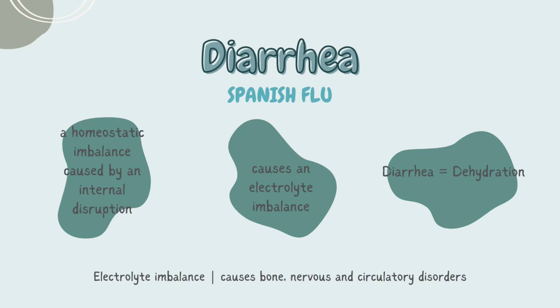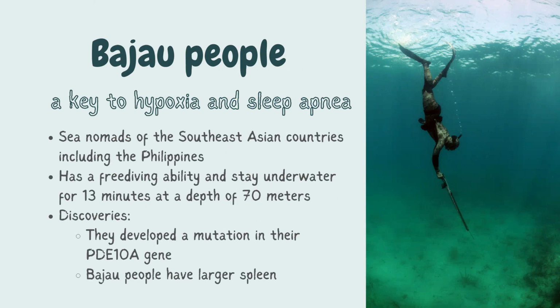nervous, and circulatory disorders. Another case is that of the Bajau people's ability as a key in understanding and treating hypoxia and sleep apnea. Scientists presume that these people found in Malaysia and the Philippines can be a key in understanding more about hypoxia and other sleep disorders like sleep apnea, which are homeostatic imbalances under external disruption or environmental influences.